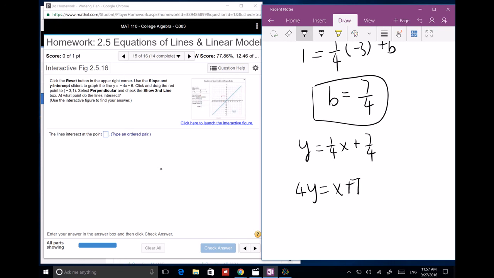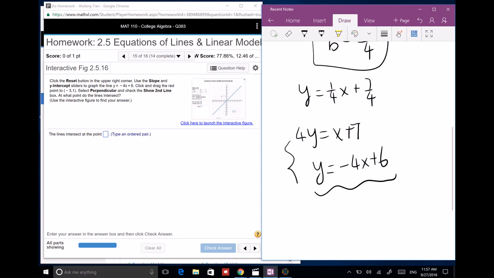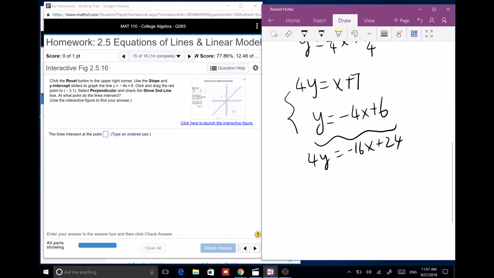This is the first equation. The second equation, y equals -4x plus 6, is given. So let's solve this one. Multiply this by 4. So 4y equals -16x plus 24. Then subtract it. So 0 subtracted is 17x, and subtracted this is -17.